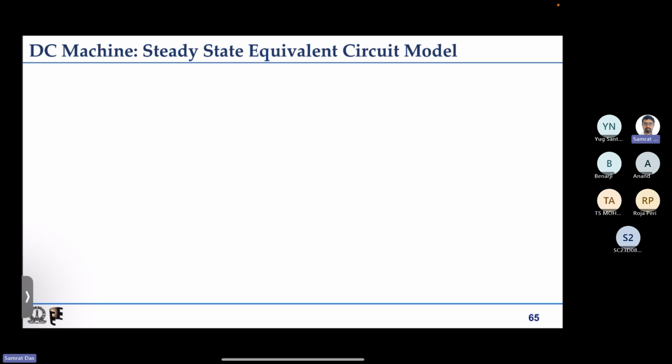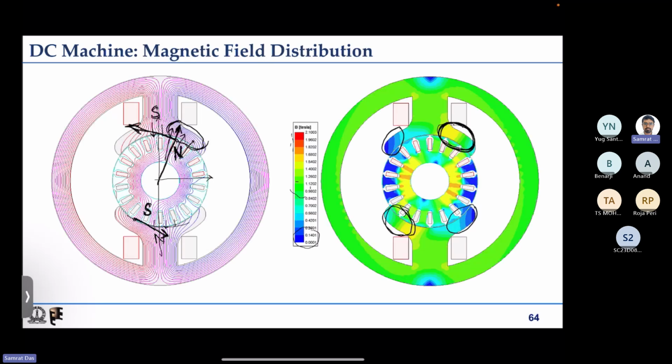This is about the DC machine, the magnetic field.